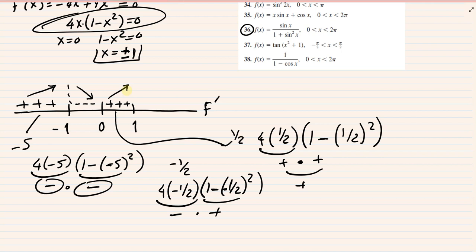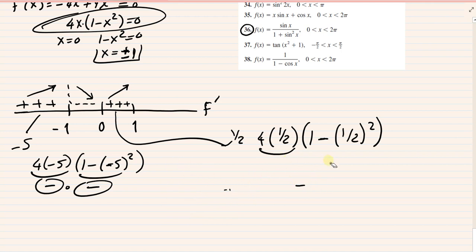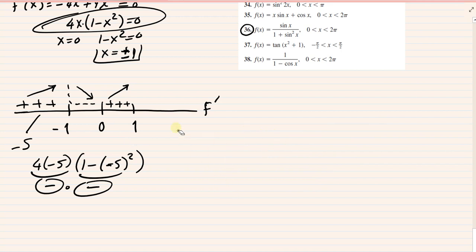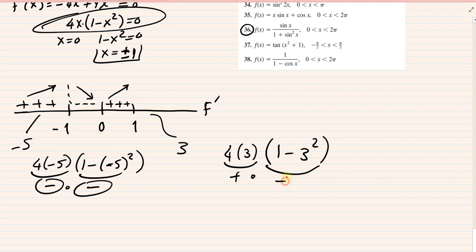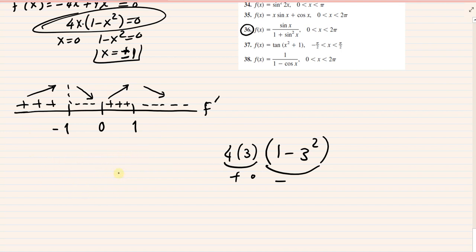And let me erase these. Then next I'm going to choose a test point like 2, 3, whichever you like. I'm going to pick 3. So it's 4 times 3, 1 minus 3 squared. This is positive. 1 minus 3 squared is negative, so the product will be negative. So the derivative is going to be always negative beyond that. This is how we partition the number line into positive and negative segments with those test points.